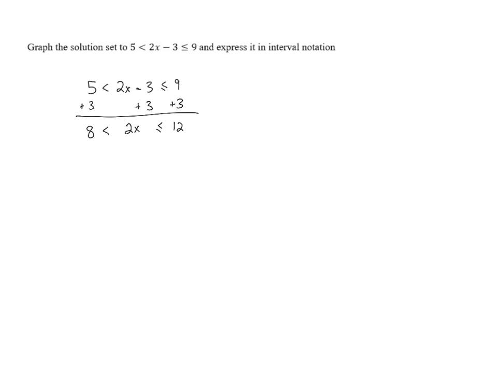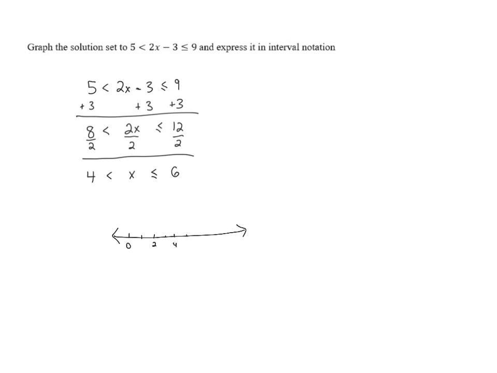Now, to get x all by itself, we have to get rid of that 2, and we have to divide by 2. So that means we have to divide all 3 parts of the inequality by 2. So that gives us 4 on the left is less than x, which is less than or equal to 6 on the right. And so our final answer, for the inequality at least, is 4 is less than x, which is less than or equal to 6. Basically, x is between 4 and 6, and it's not allowed to be 4, but it is allowed to be 6.